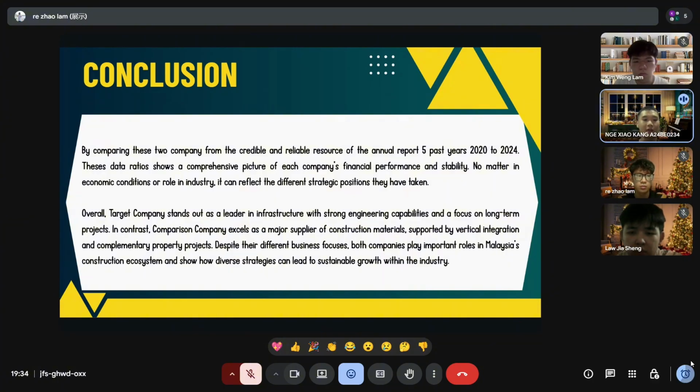Overall, the target company stands out as a leader in infrastructure with strong engineering capabilities and a focus on long-term projects. In contrast, the comparison company excels as a major supplier of construction materials, supported by vertical integration and complementary property projects. Despite their different business focuses, both companies have very important roles in the Malaysian construction ecosystem and show how diverse strategies can lead to sustainable growth within the industry.